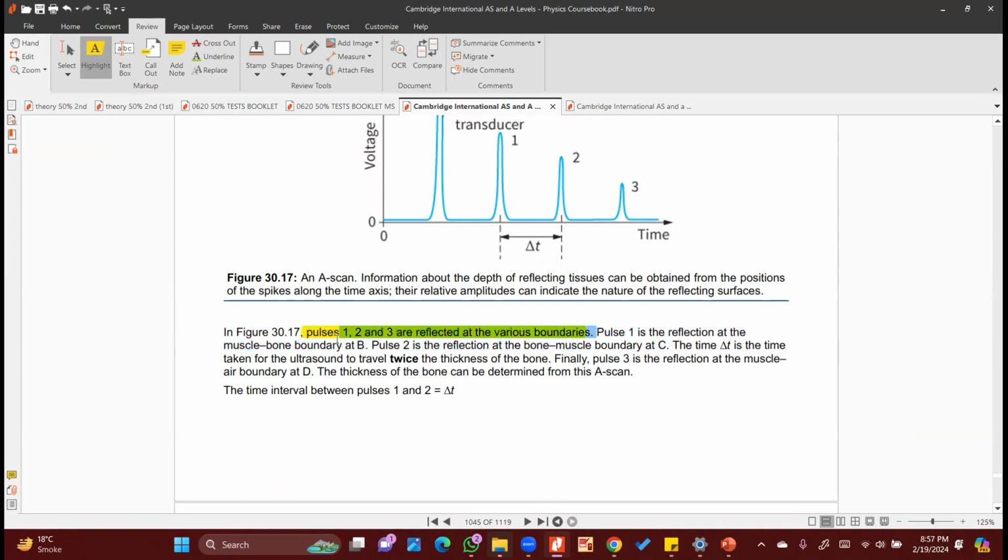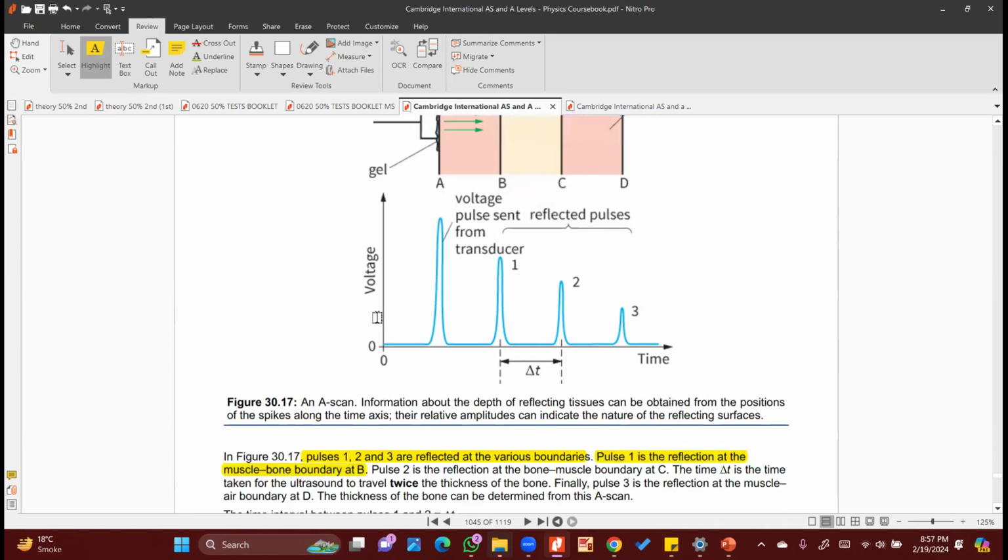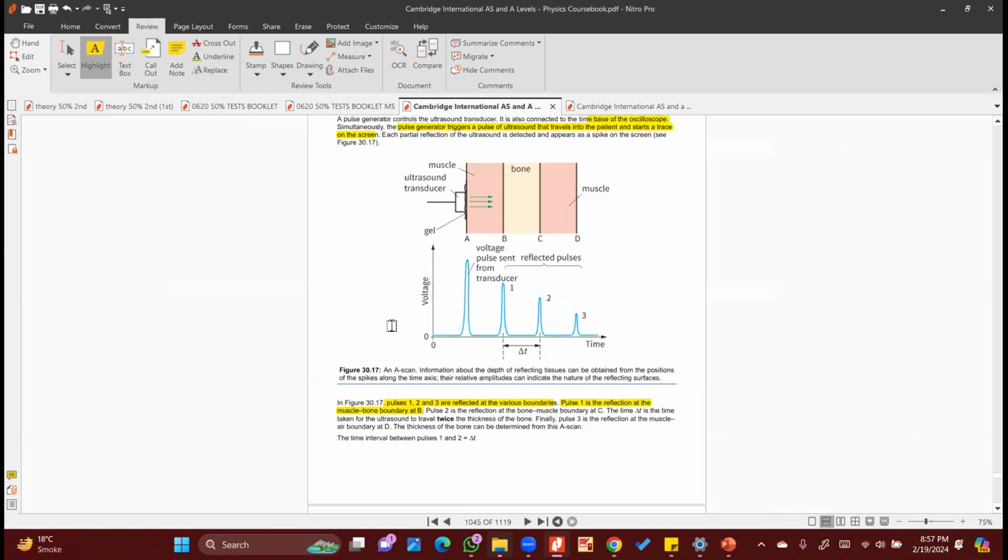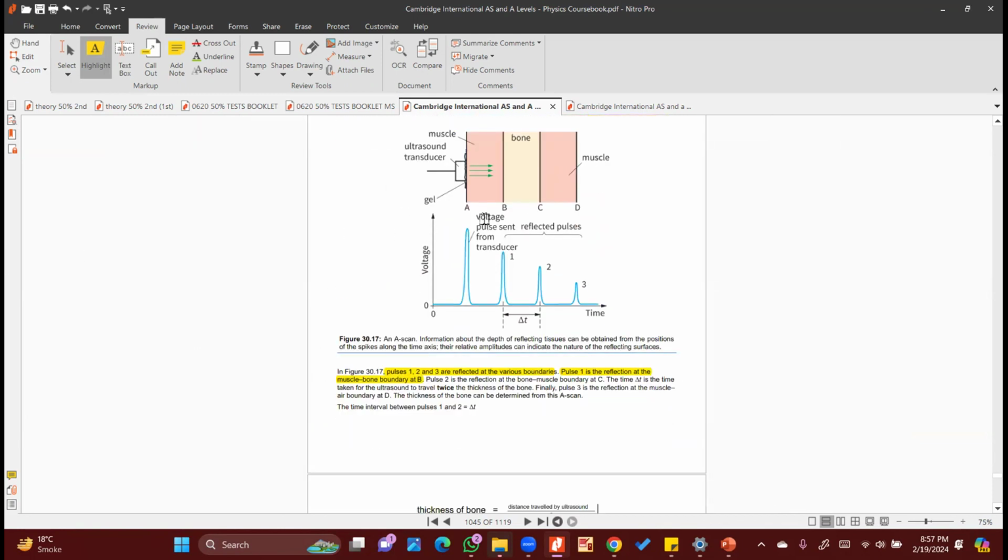Pulse 1 is the reflection at the muscle bone boundary at B. मैं इसको छोटा कर लेता हूँ। अब ये जो पल्स 1 है, इट इज वही जो मैंने आपको बताया, इट इज द रिफ्लेक्टेड मसल बोन बाउंड्री एट बी। Pulse 2 is the reflection at the bone muscle boundary at C. The time difference, delta T, is the time taken for the ultrasound to travel twice the thickness of the bone. Finally, pulse 3 is the reflection at the muscle air boundary at D. The thickness of the bone can be determined from the A scan.